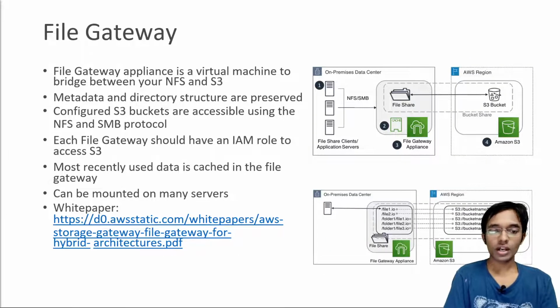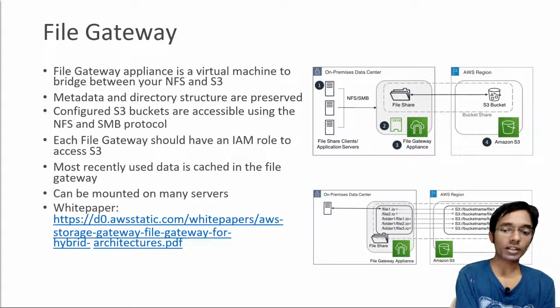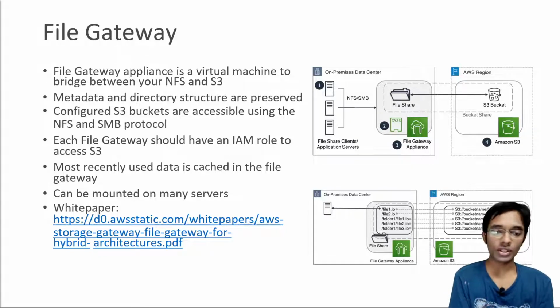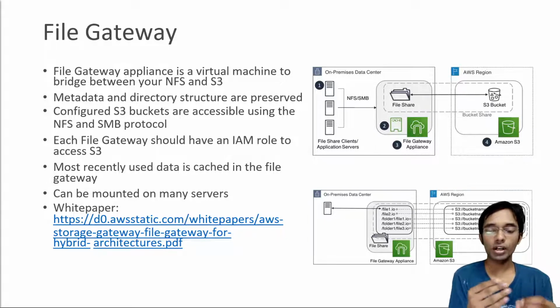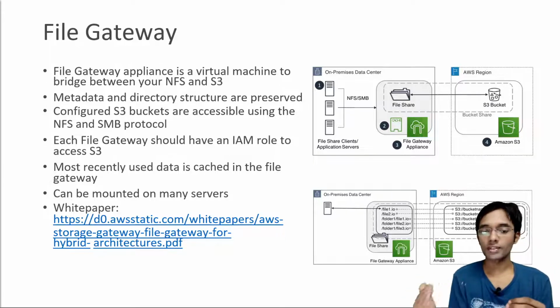Okay, let's get started. We'll be seeing the file gateway first of all. The file gateway is the one receiving the most attention in this lecture, because it is something you have to understand. It opens up a lot of different architectures that we are going to see. With file gateway, you get a virtual appliance, a virtual machine, that is a bridge between your network file system, NFS, and Amazon S3.